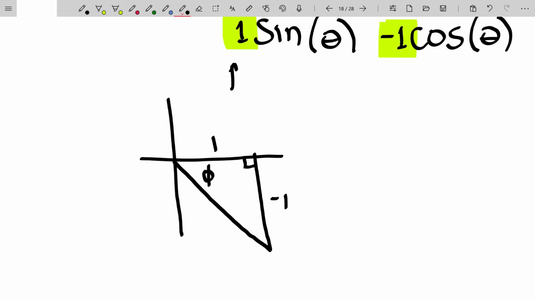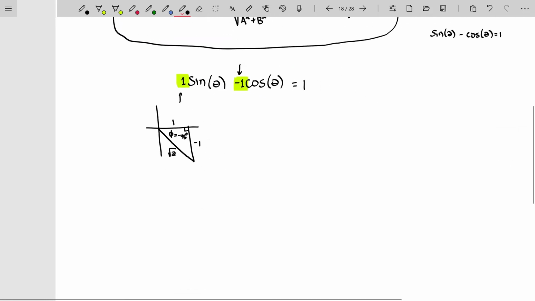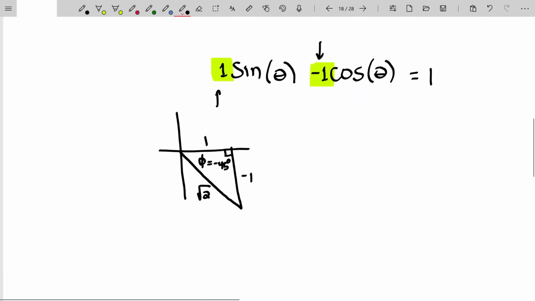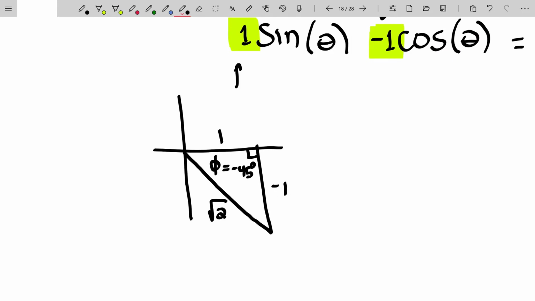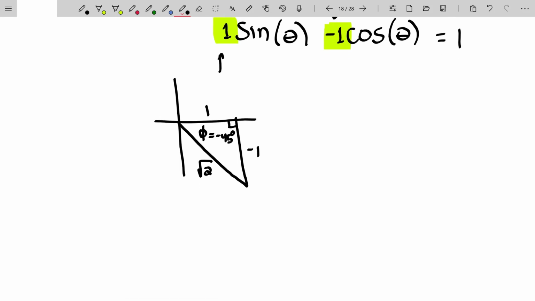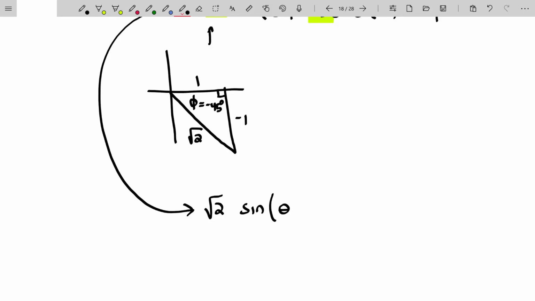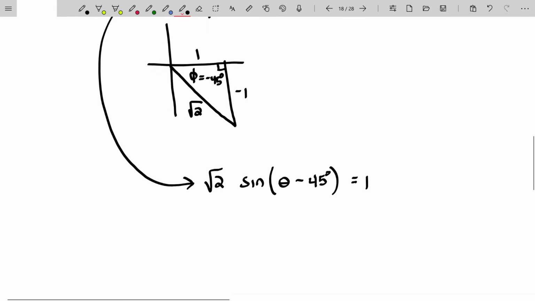I will call this angle phi, and you can see that this is a square root of 2 because it is the 45, 45, 90. In fact, easy to see, this is -45 degrees. Now, I don't know if we want to answer in degrees. Yes, we did. It's -45 degrees. Okay, great. So again, if you've already done this, it should be literally this simple. That equation can be rewritten as the square root of 2 times the sine of theta plus the negative, or in other words, minus 45 degrees. And that should equal 1.